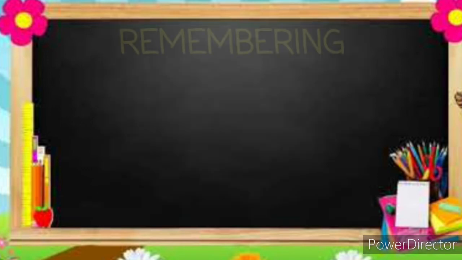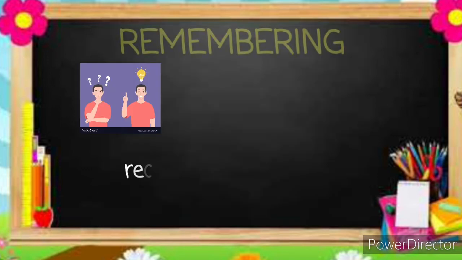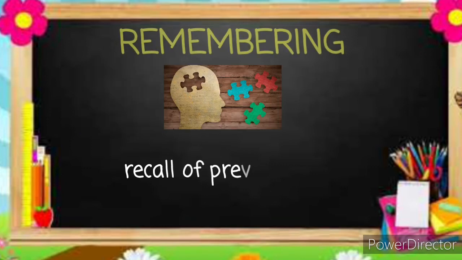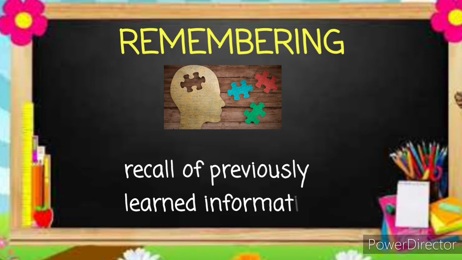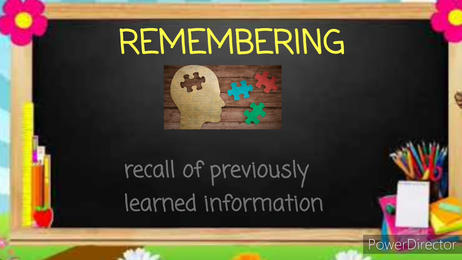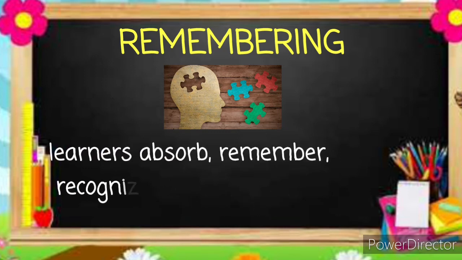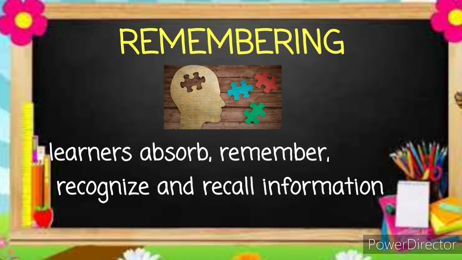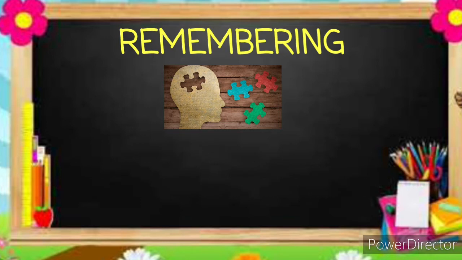Okay, now let us start with remembering. So what is remembering? Remembering is the recall of previously learned information. It is the lowest level of learning in the cognitive domain in Bloom's taxonomy and typically does not bring about a change in behavior. It involves memorization and recall of information with no evidence of understanding. Learners absorb, remember, recognize, and recall information.